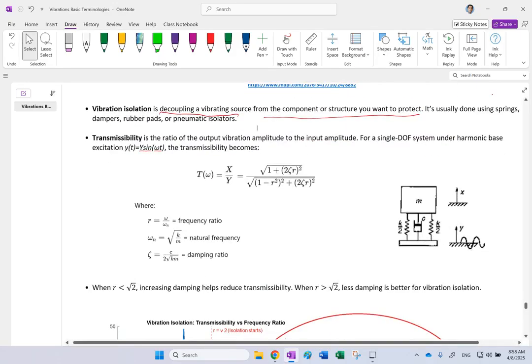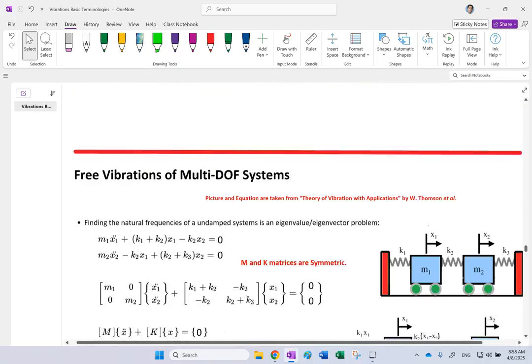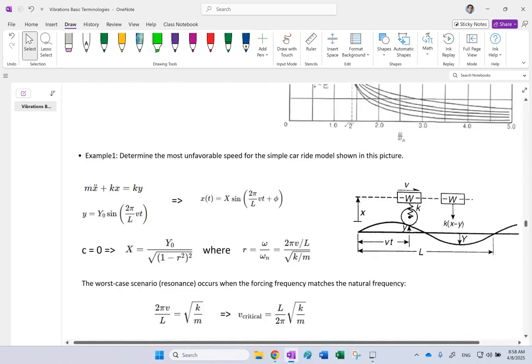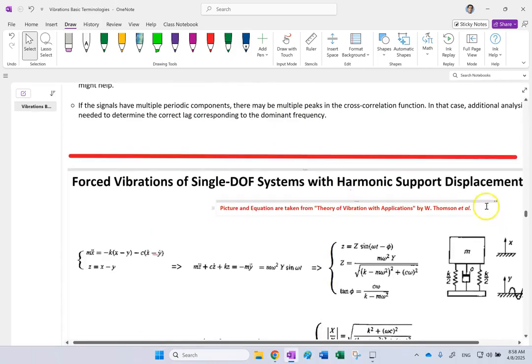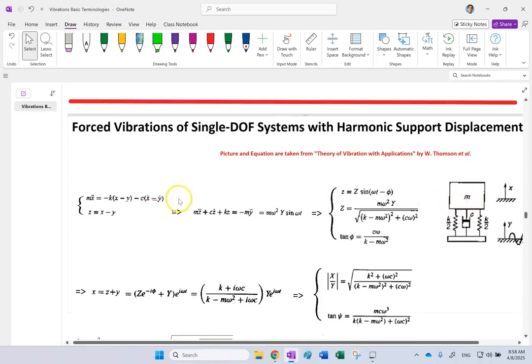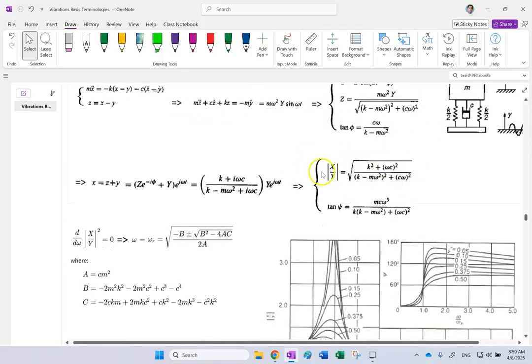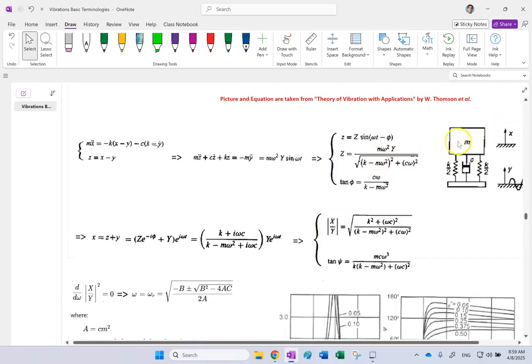So first thing is, if you remember, in one of my previous videos, I talked about forced vibrations of single DOF systems with the motion of the base, right? So that was this video here, with support displacement. And I showed you that basically we focus on this relative motion, and then we find the transfer function, and then we can find the absolute motion of the object, the ratio of that over the motion of the base, and the motion of the base was a harmonic function like y equals Y sine omega t.